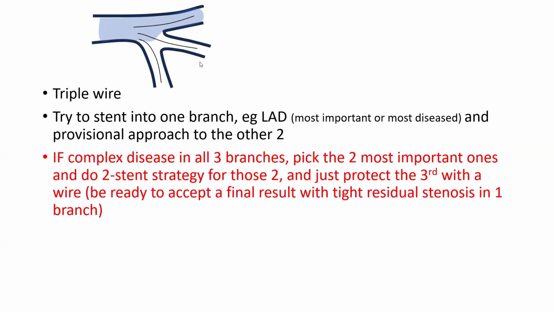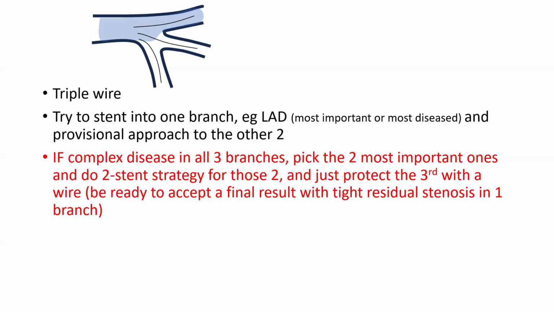One, you need to triple wire. Two, you try to stent into one branch only, regardless of whether only one branch is involved or all three branches are involved. You try to just do provisional stenting into one branch, the most important or most diseased branch, typically the LAD, and you follow a provisional approach to the other two.